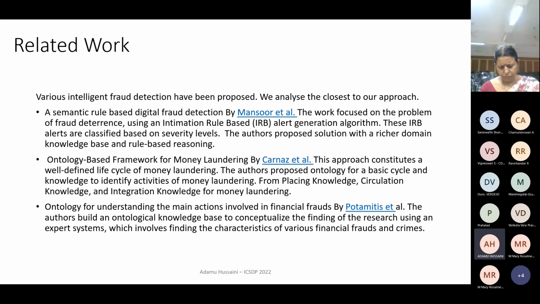Another fraud detection approach with ontology is a money laundering ontology base. This approach serves as a knowledge base for all the possible money laundering approaches or circulation. So it gives knowledge of money laundering activities, from placing, to circulation of the money, to the integration.